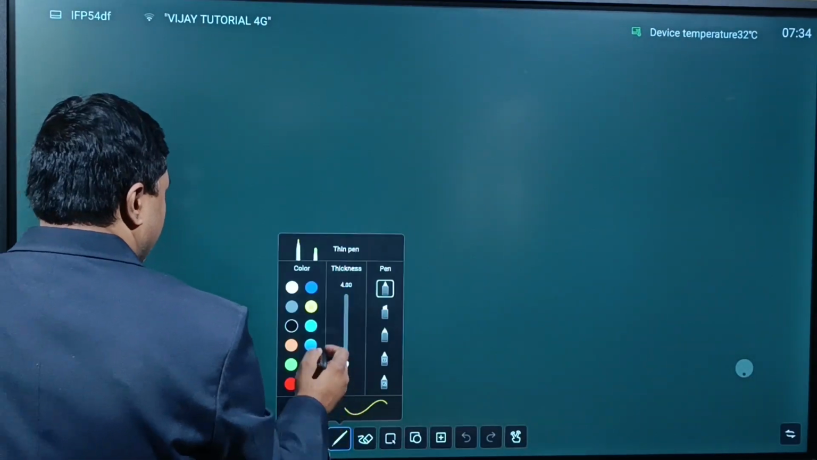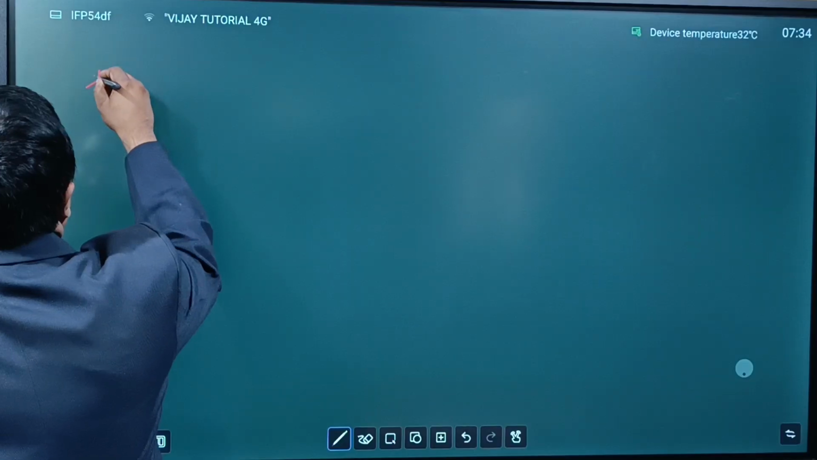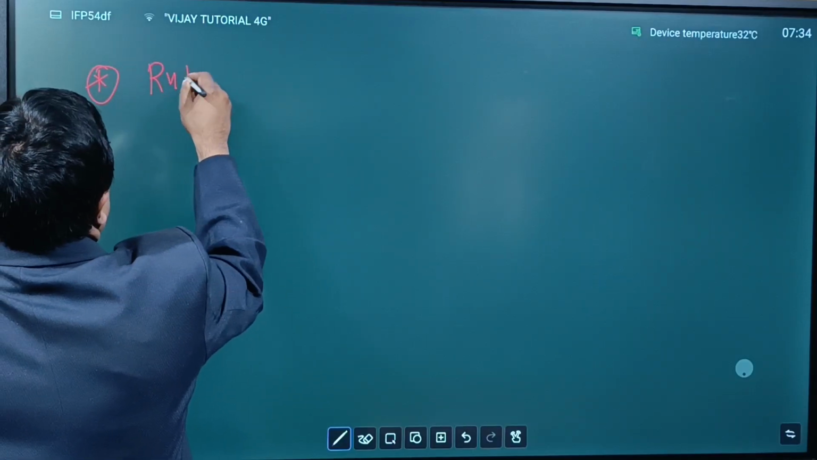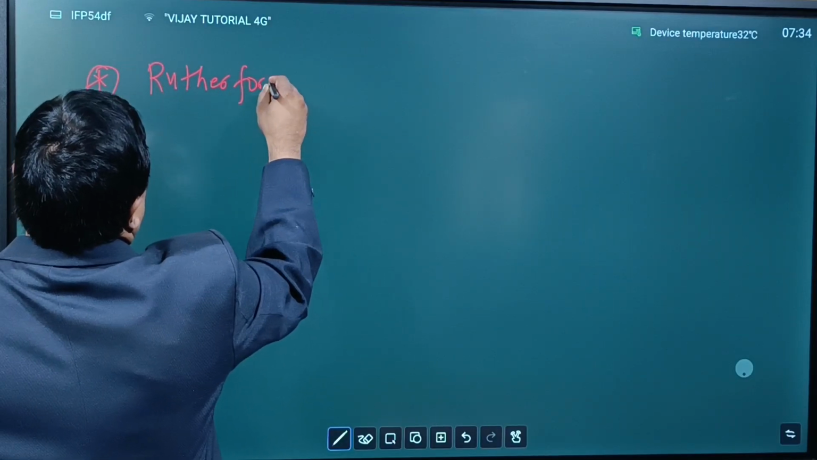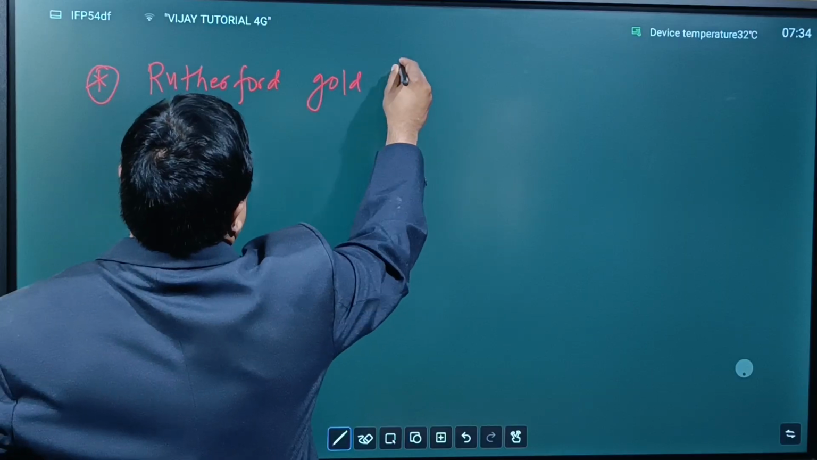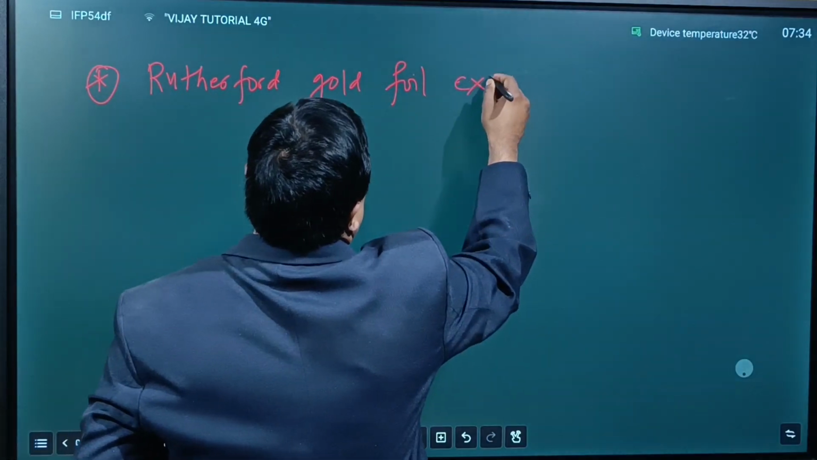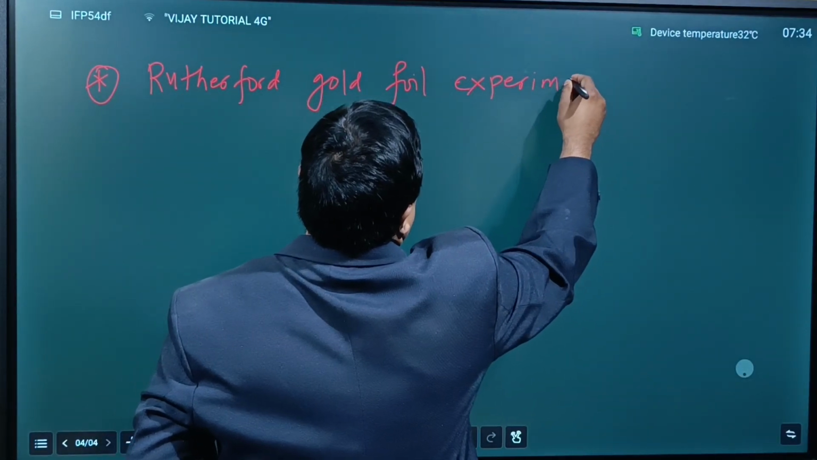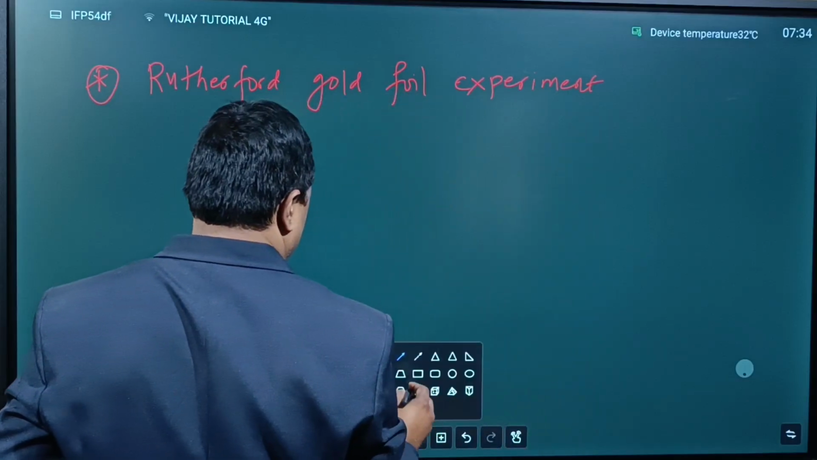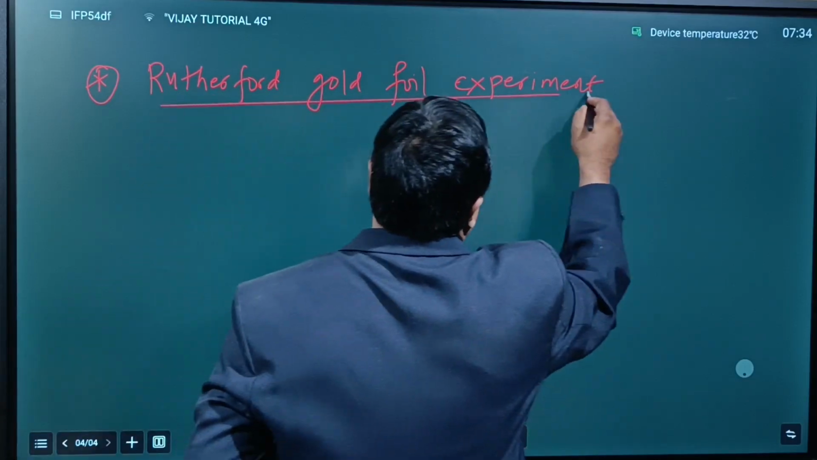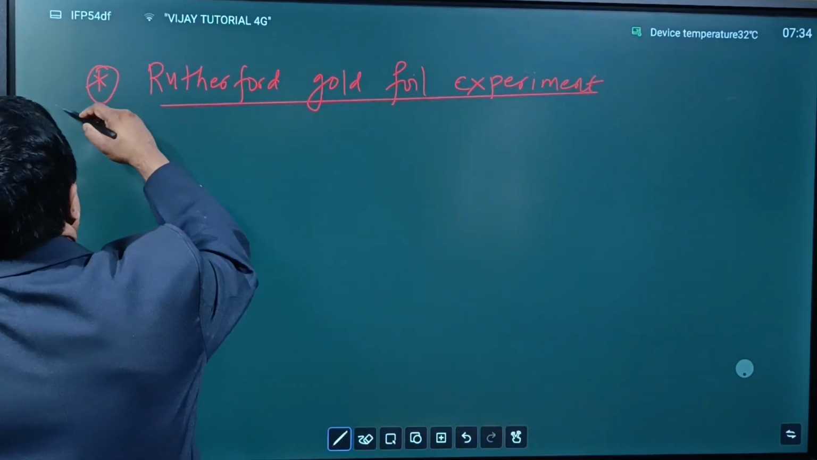So let's start. Rutherford gold foil experiment. This question is very important. It may be asked for 3 marks. Generally, questions related to this are asked in the annual exams.